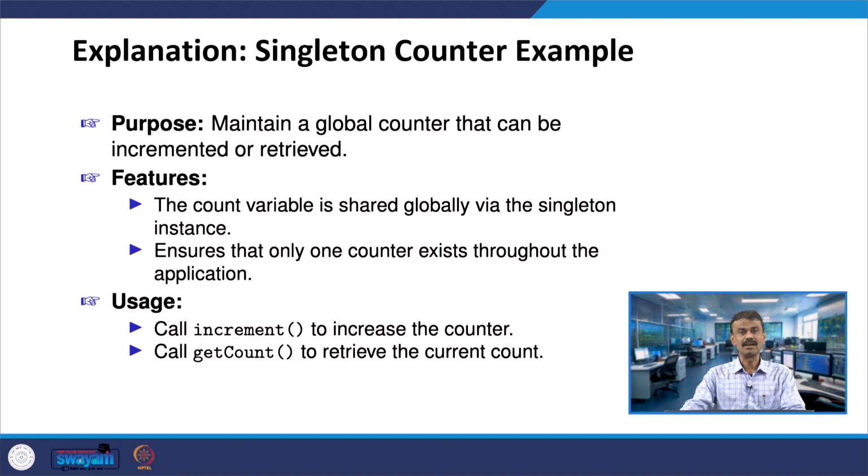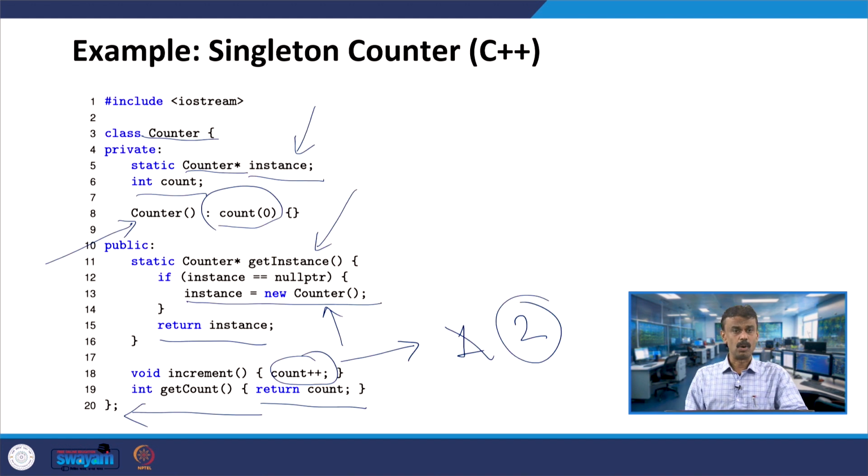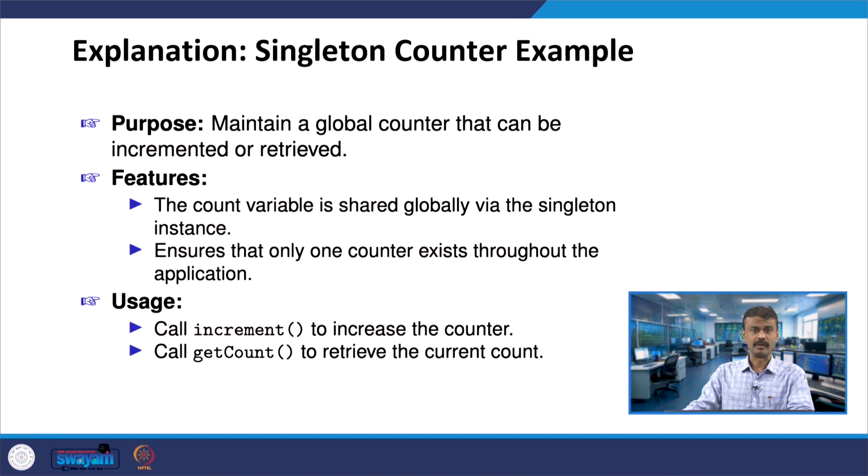And the main features are: the count variable is shared globally via the singleton instance. Yes, I did not talk about the global variable. You might be asking, when it is called the second time in line number 26, how is it being incremented 1 plus 1? Here you go. When I am using the singleton counter, the count variable is shared globally via the singleton instance. This is one of the features. Another feature is that the singleton counter ensures that only one counter exists throughout the application. You will have only one counter.